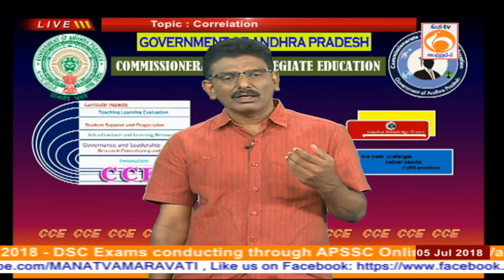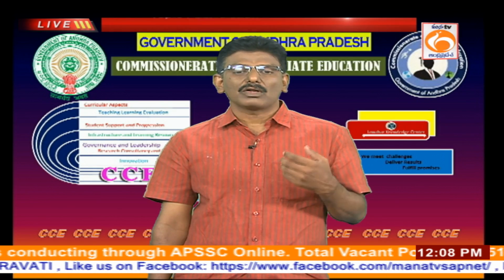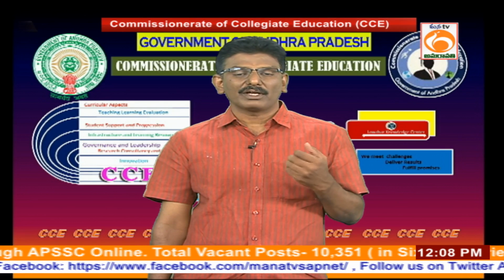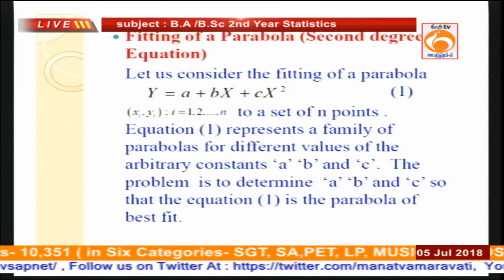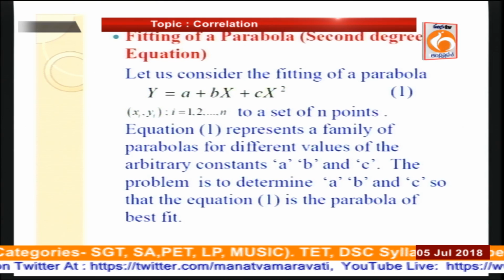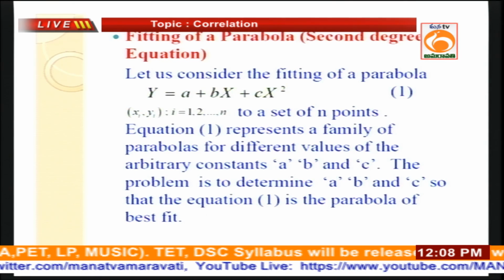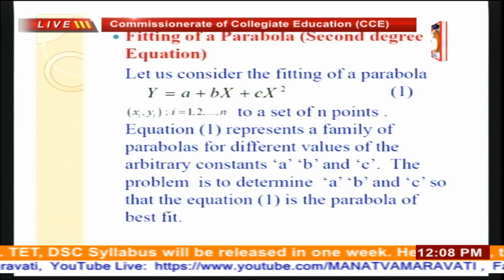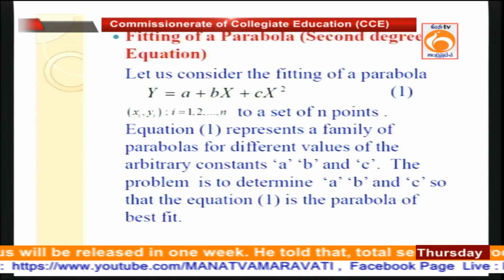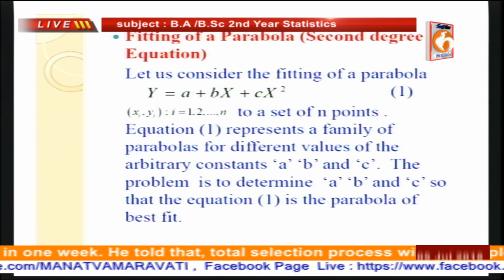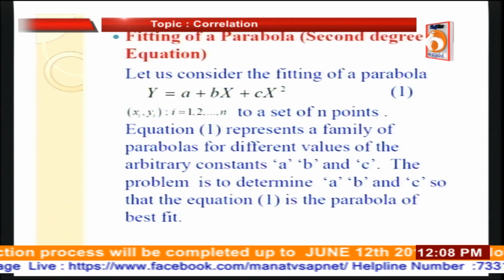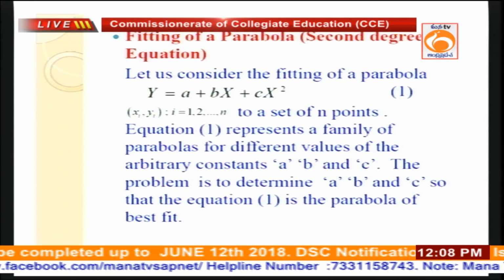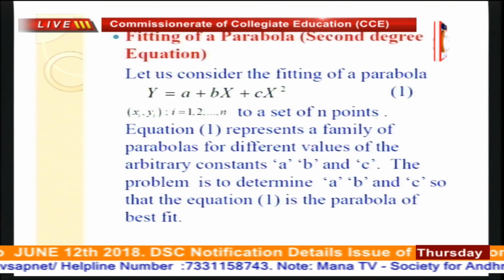Next, the first one is the linear model, the second one is the non-linear model. This is called the fitting of a parabola, but in this case the slope is not constant. In the previous model the slope is constant, but in the parabolic concept the slope is not constant. After identifying the model, we have to graph the data; it may be in the form of a second degree equation or parabola.